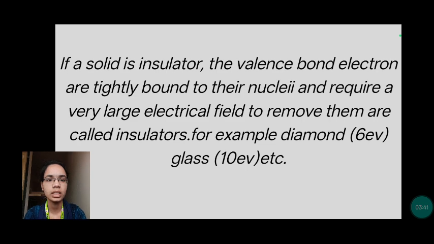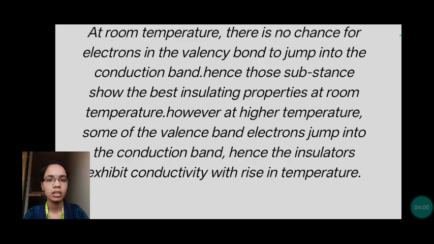If a solid is an insulator, the valence band electrons are tightly bound to their nuclei and require a very large electrical field to remove them, so they are called insulators. For example, diamond 6 electron volt, glass 10 electron volt, etc.